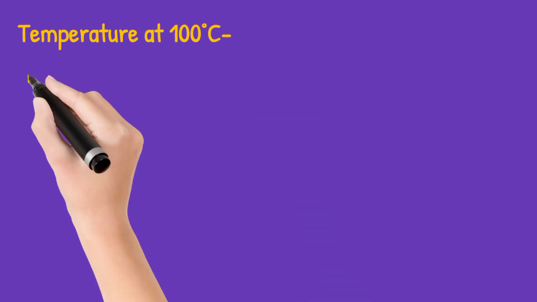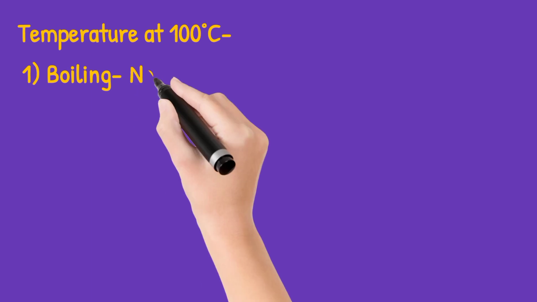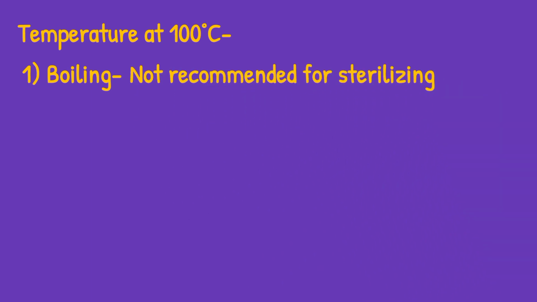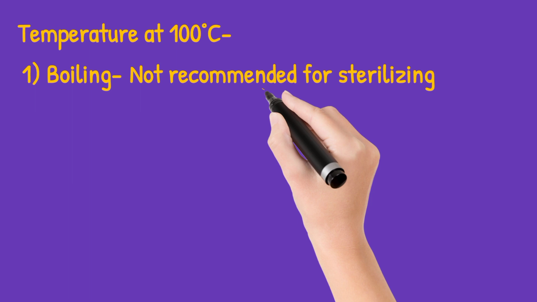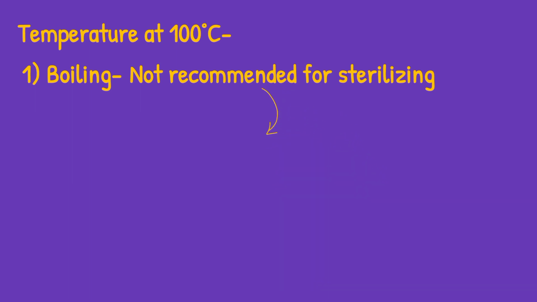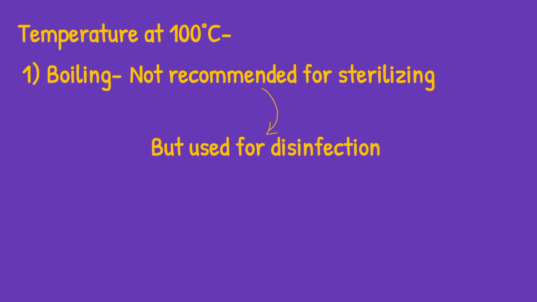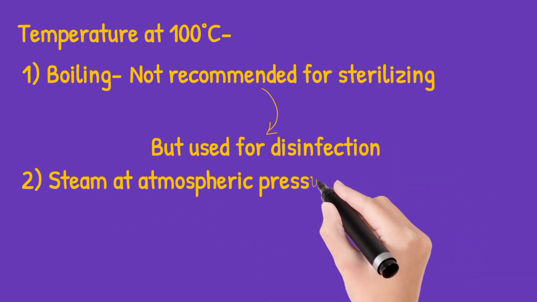Boiling, but it's not recommended for sterilization. And sterilization may be promoted with 2% sodium bicarbonate. Next is steam at atmospheric pressure, 100 degrees Celsius. It's an inexpensive method used to sterilize culture media.